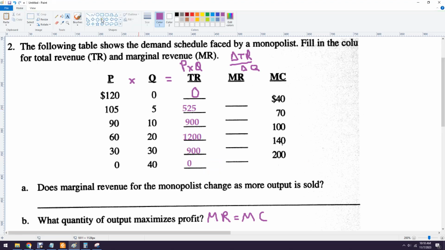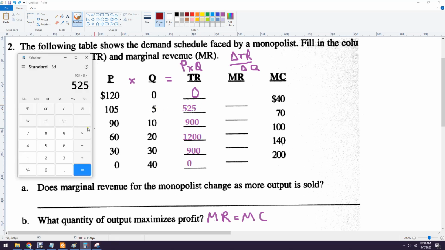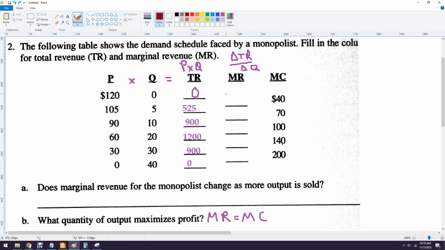Makes sense. Okay, marginal revenue is the change in total revenue. So it's the change in this divided by the change in this, divided by the change in quantity. So here we got 525, that's the numerator, divided by 5. So 525 divided by 5, that's 105. Then we go from 525 to 900.